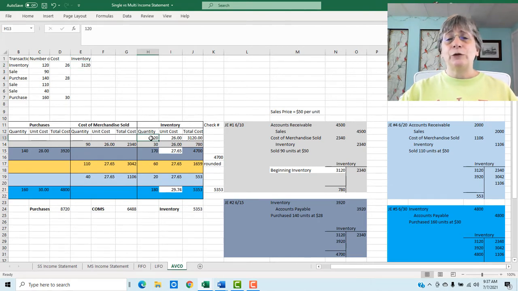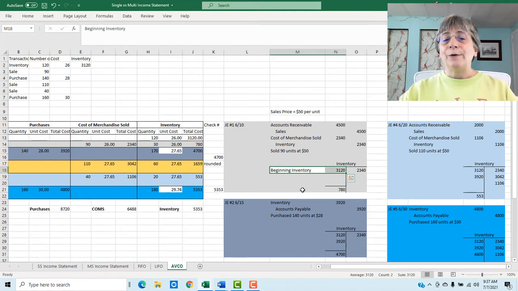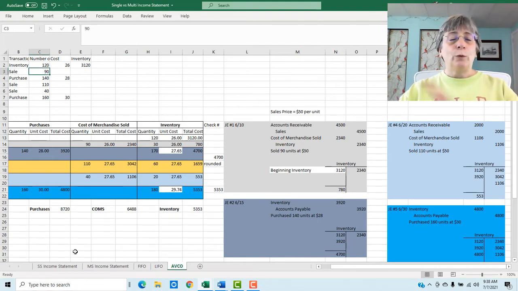And this is one of those things that your textbook will give you. So if we're keeping track of this in our T account, over here in our T account, here is our beginning inventory we've entered for $3,120. So what happens in our first transaction? We have a sale right off the bat, 90 units. Well, what are we going to use for cost for those 90 units? We're going to use the $26 because that's what we have in inventory. So we're going to subtract our 90 units from our 120 units, which leaves us with 30 units at an average cost of $26, leaving us with $780 in inventory.